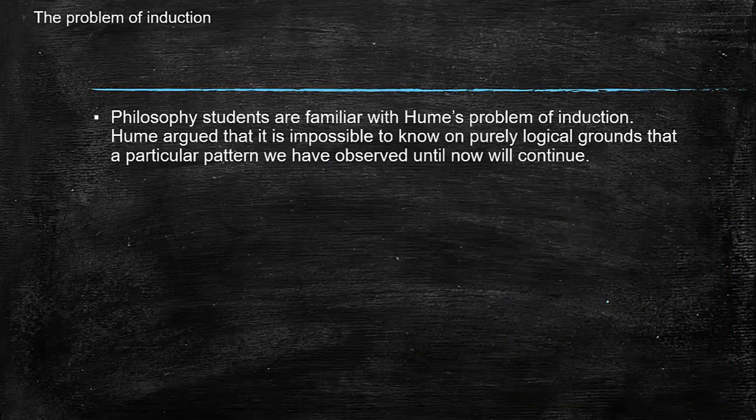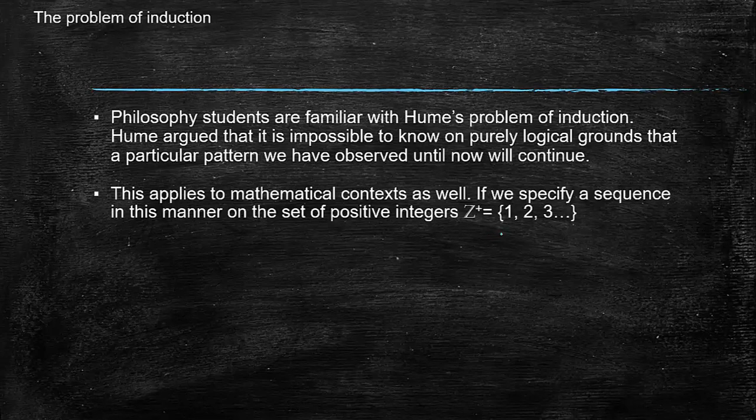So philosophy students are familiar with David Hume's problem of induction. Hume argued that it is impossible to know on purely logical grounds that a particular pattern we have observed, or think we've been observing, until some moment in time will continue after that moment in time. So this applies to mathematical contexts as well.